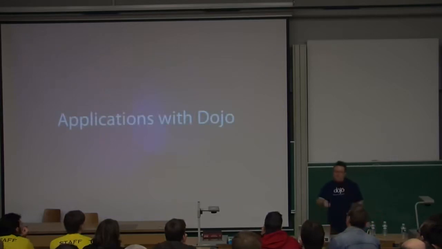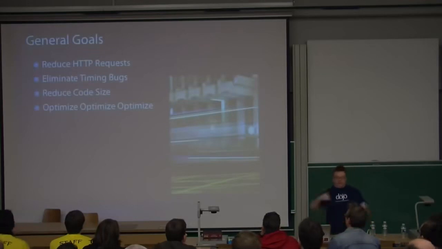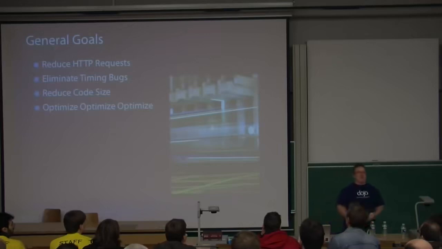So, applications with Dojo, right? We have a lot of goals related to performance to get our applications working fast enough in browsers. HTTP request simplification, no timing bugs, small code size, optimize, optimize, optimize. People come to us all the time saying, how do I make my app as fast in IE6 as it is in Safari? We chuckle, we say, what do you really want to do? What's a reasonable amount of time? We look at the code, we find the bugs, and we fix them.